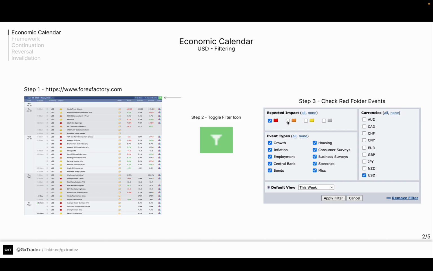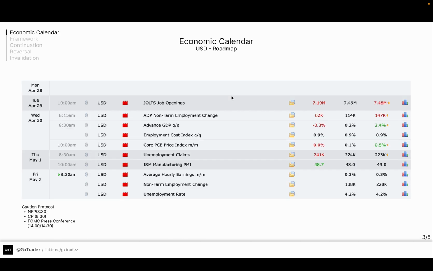And then for any market that you're trading, unclick all of these, unclick orange, yellow, and white. It's absolutely irrelevant. Apply the filter, and you should have something like this, right? Where it's going to show all the news events laid out for the week. And this is going to be your roadmap, right?